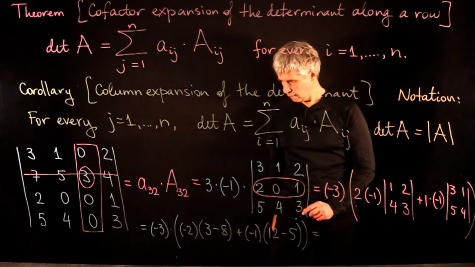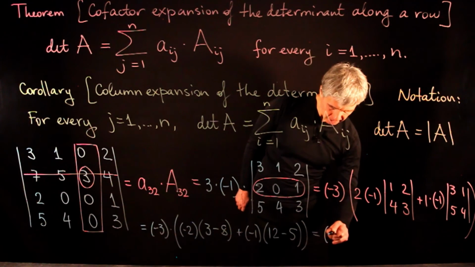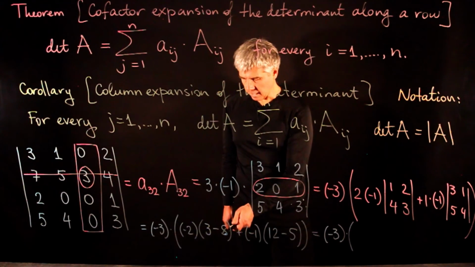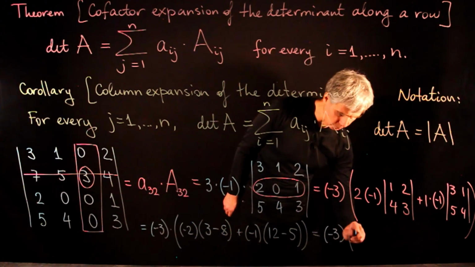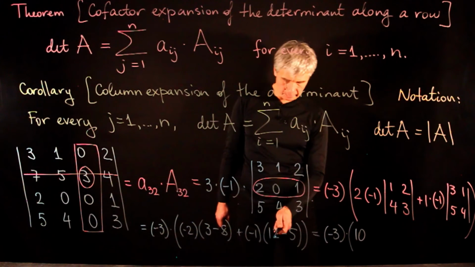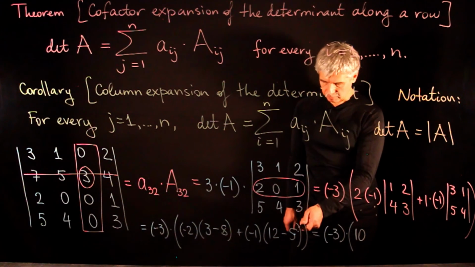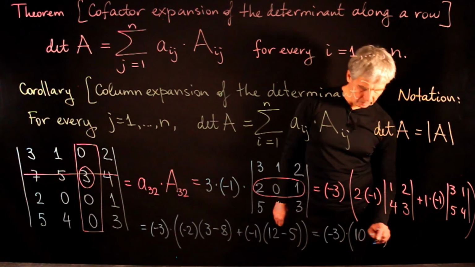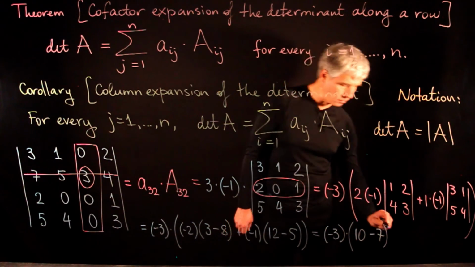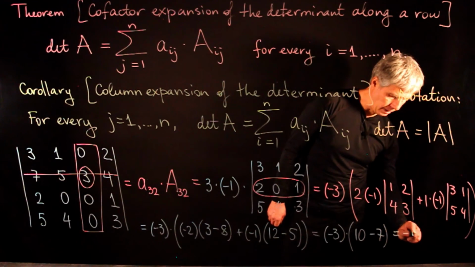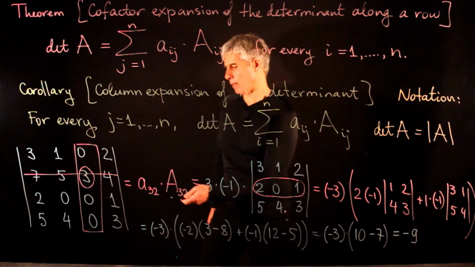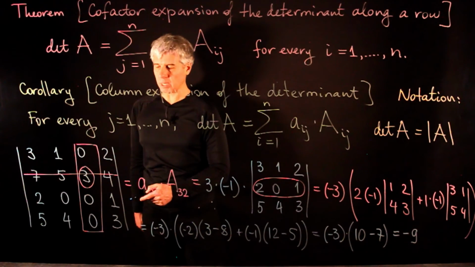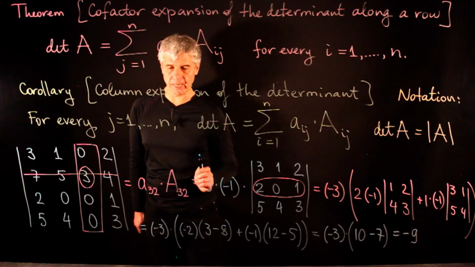So what is this? So here we have -3 times, so this is -5 times -2, this is +10. And so here we have 12 minus 5, that's 7, and it comes with a negative sign. So we have 3 times -3, so the answer is -9. So the conclusion is that the determinant of this 4 by 4 matrix is equal to -9.